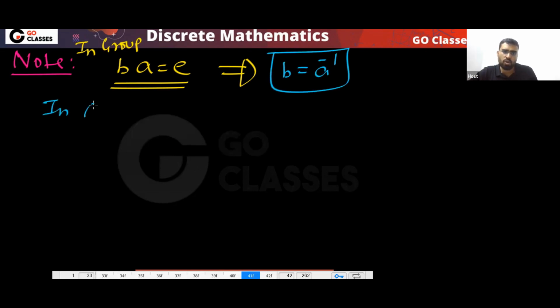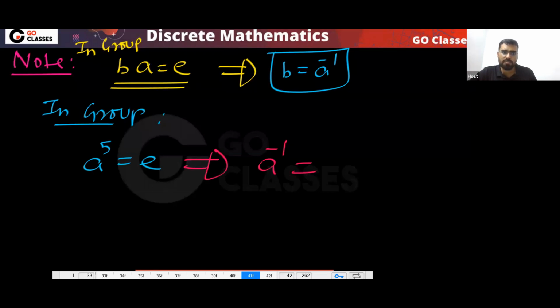So tell me, in a group, if you get A power 5 equal to E, let's assume, then what can you say about A inverse? Anyone want to tell me? Yes, that will be A power 4. Agree or not?